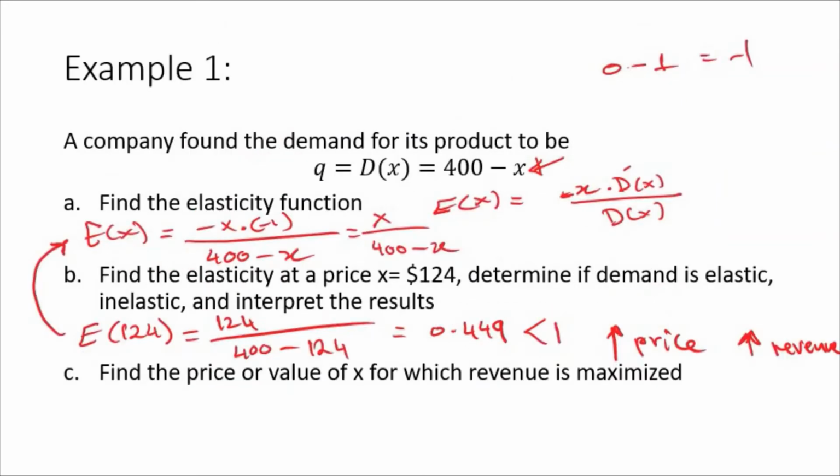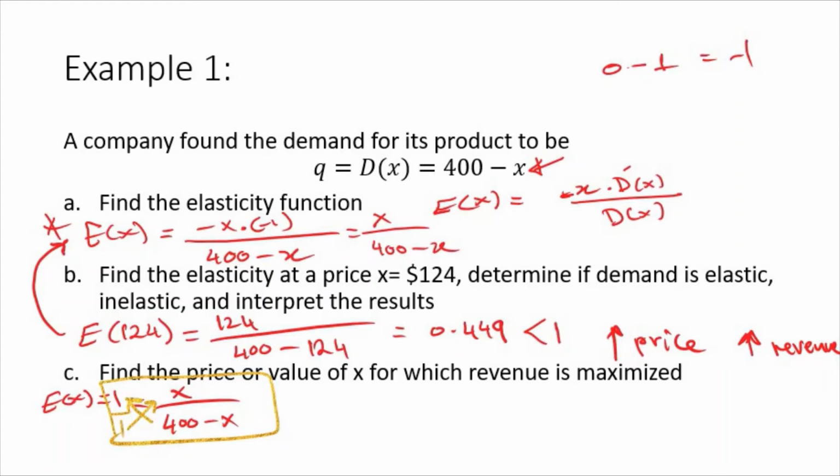So we're going to set the elasticity of demand equal to 1 and solve for x to determine the price, because x represents the price in this case. So we're going to say E of x is equal to 1, which is equal to x over 400 minus x, and then we're going to solve this equation right here. To solve that, we have to cross multiply.